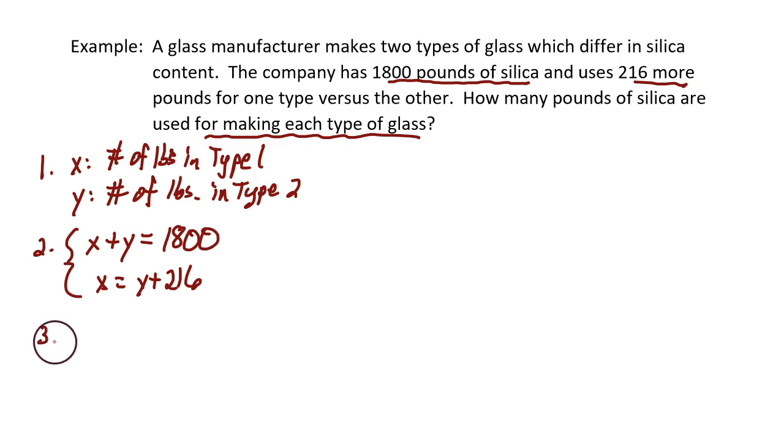In step 3, we'll solve the system. Again, substitution is the fastest way because one of the variables is already alone. In place of the letter X in the first equation, substitute Y plus 216. Now combine like terms. Y plus Y is 2Y.